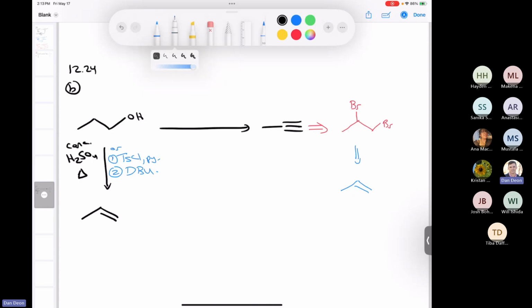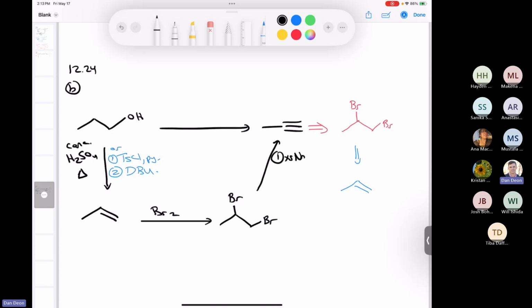And then the next step is going to be to treat it with bromine. So we'll just put Br2, and that's going to give you the vicinal dihalide. And then the last part, you're going to treat this with excess sodium amide, followed by treatment with water. And that's going to do the double elimination followed by proton transfer. And that gives you the final product, lo and behold. All right. Give me a thumbs up if you're with me on that one. Any questions about that guy?